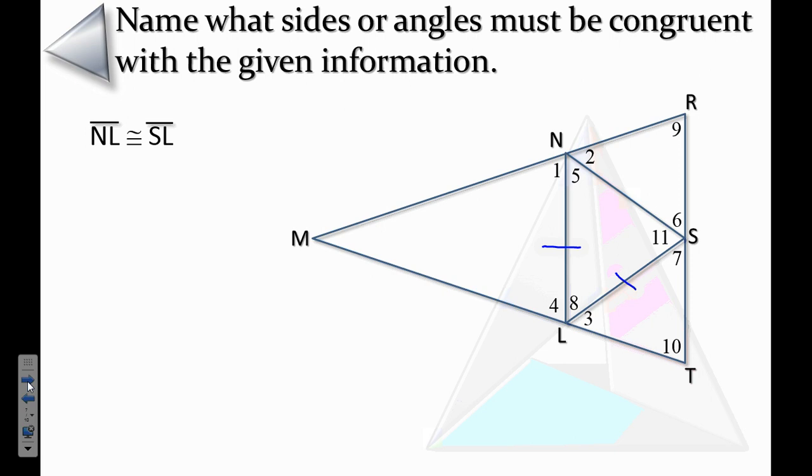Okay, so if segment NL is congruent to segment SL, these 2 segments are part of this triangle. Ignoring everything else for the moment, if those 2 segments are congruent, that means we have 2 angles that are congruent by the base angles theorem, right? And this is the converse. So which 2 angles are opposite those legs?